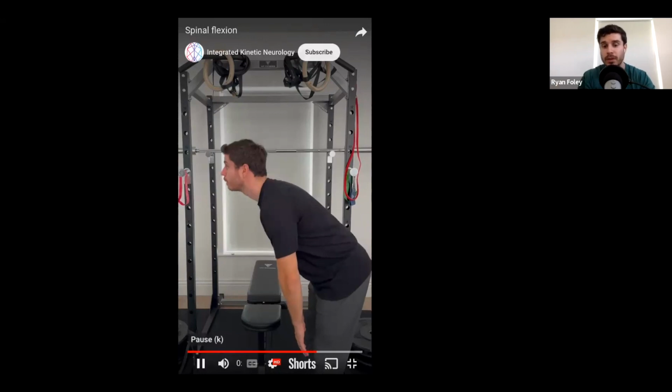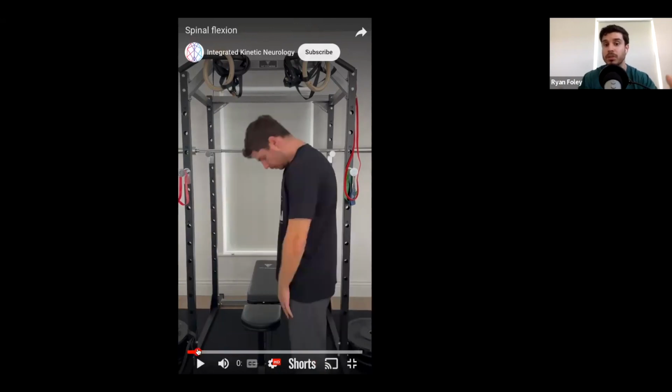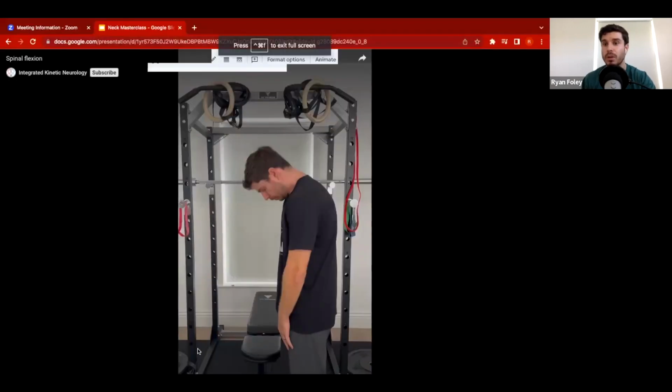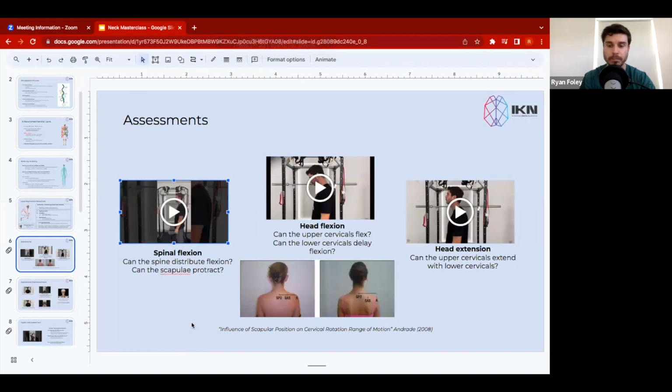So if a client demonstrates this movement at the start, you can note that, but then see if they have the capacity to distribute that flexion. Sometimes it's just a strategy they use, but if you notice that they struggle to distribute flexion across the spine, this is something that we would definitely need to address during the treatment process and the rehabilitation process.